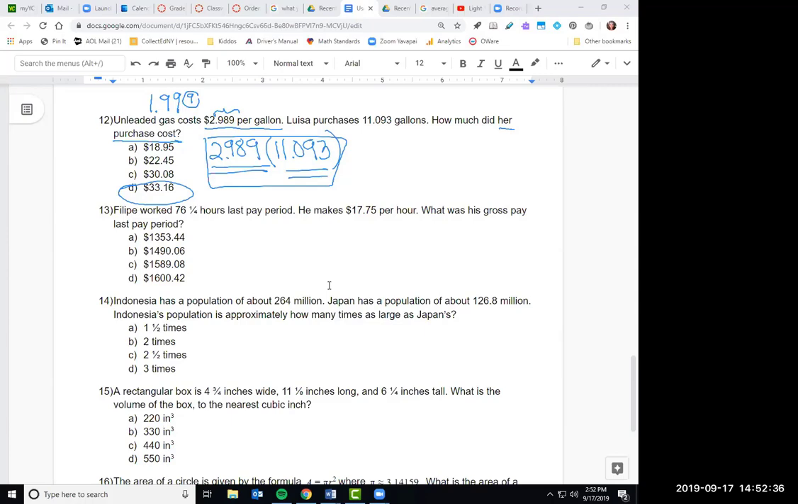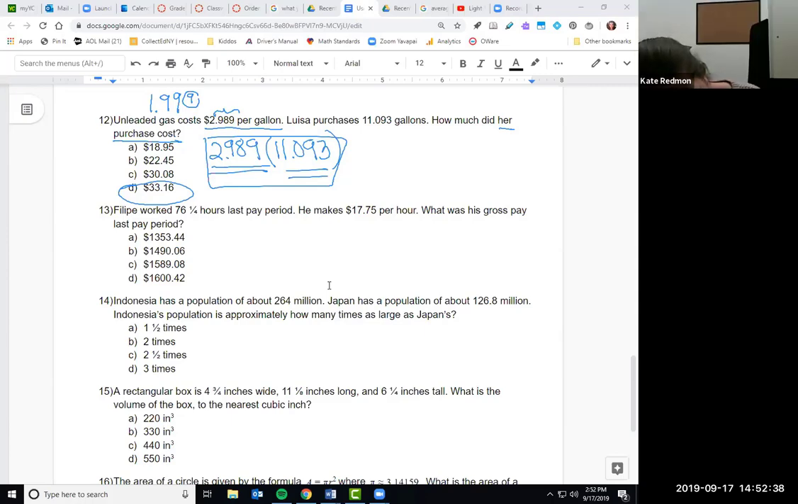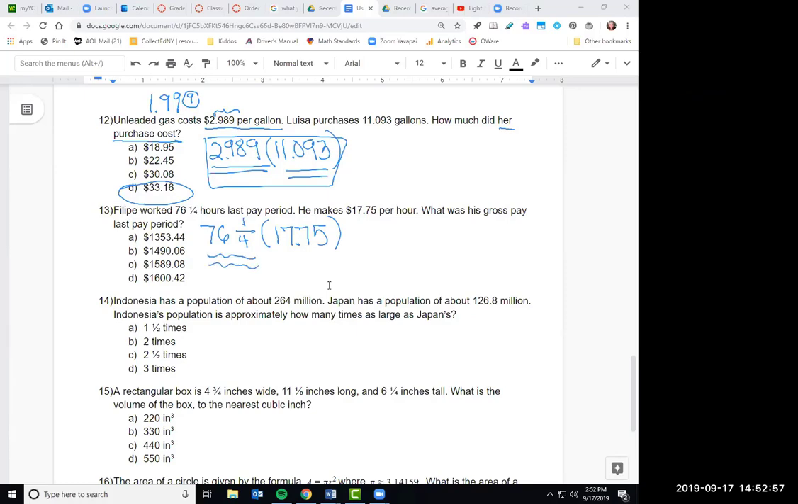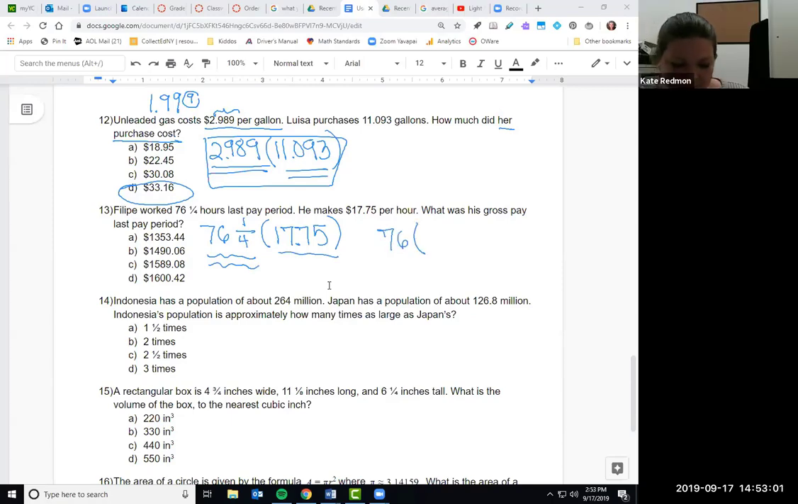Multiplication. Absolutely. Multiplication, because for each one of those 76.25 hours, he's going to make the same amount. He's going to make $17.75 more than 76 times. Okay, y'all. So multiplication. Now let's estimate those numbers. What shall I call this number? 76. Then how about this number?